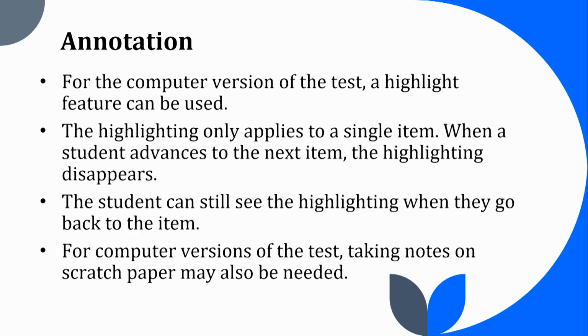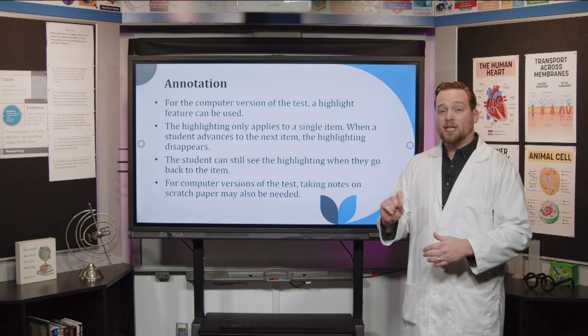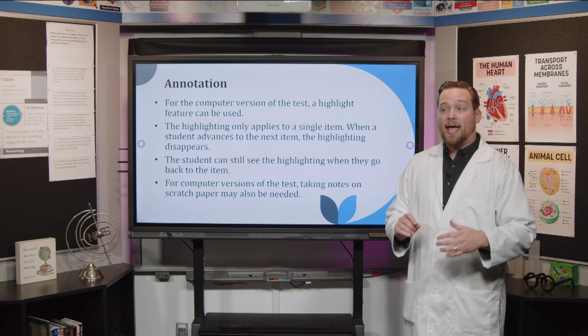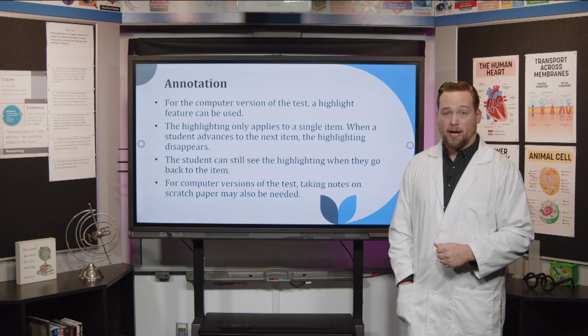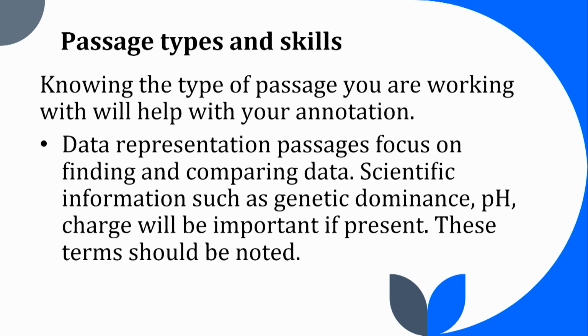Here's something we can do if that's not going to work for you. For the computer version of the test, you might need to take notes on scratch paper. That might be the best way to do it. You'll get a scratch sheet of paper and you can take some notes down while you're reading, and that can substitute for the annotation that I'm going to be talking about. So let's talk about how to use annotation with the different passage types.